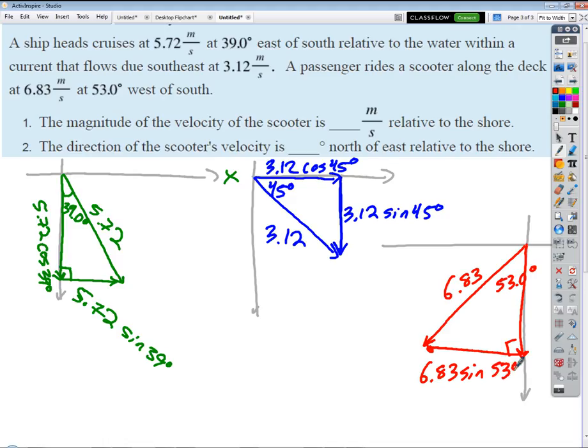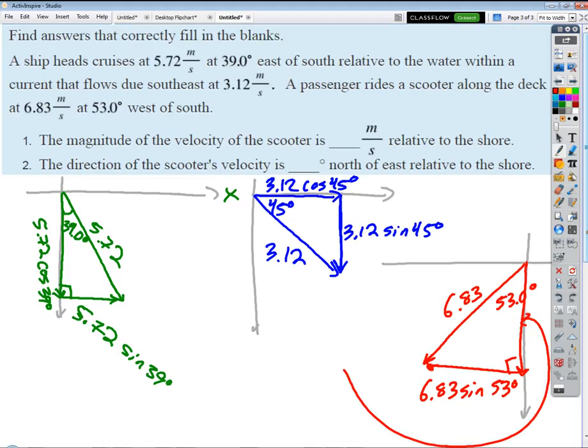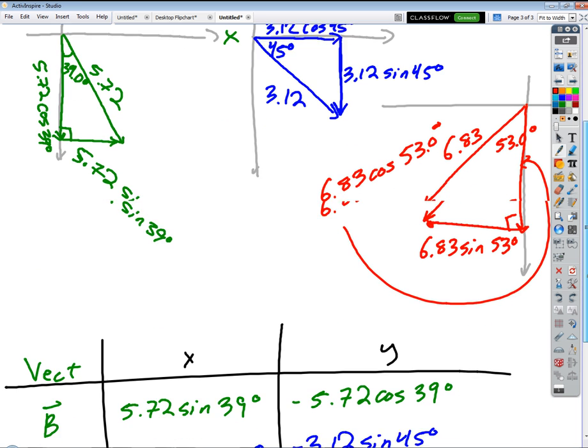Okay, and then what is going to be the other component? Who haven't I called on? Oh, Alyssa, what's going to be the vertical component then? 6.83 cosine. Good, good. And cosine because if this is my angle, the vertical component is the adjacent one, right? Very good. Okay. 6.83 cosine 53.0 degrees.